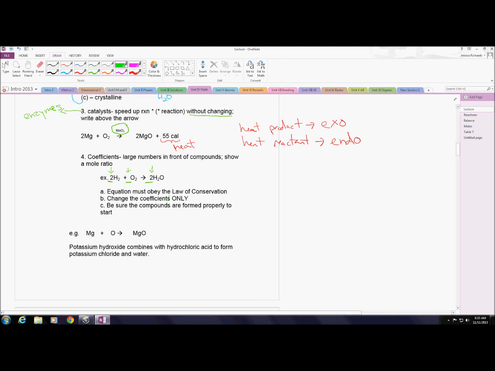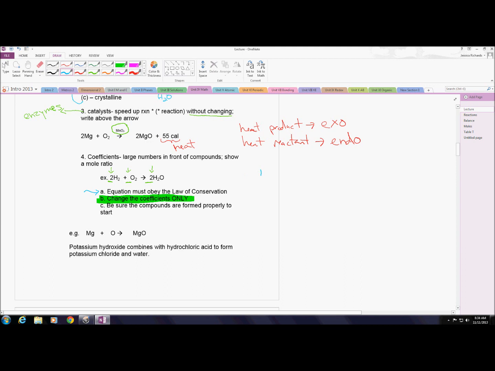The coefficients are the only things that you change. Only change the coefficients to balance an equation. Do not change anything else. Our equations have to obey the law of conservation. So that means however many atoms of hydrogen I start with on the left, I have to end up with that many atoms of hydrogen on the right.